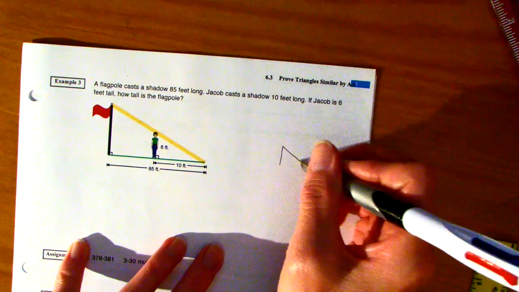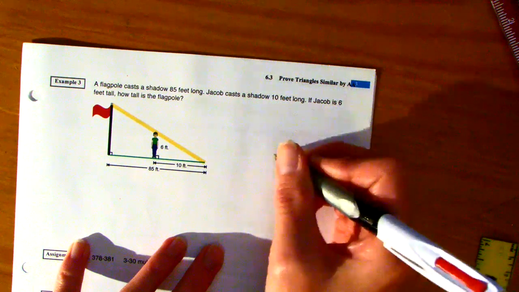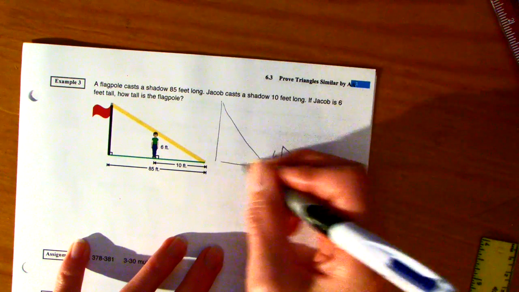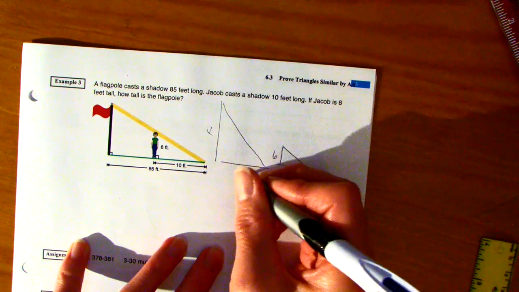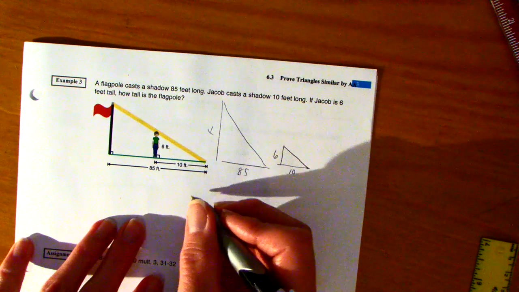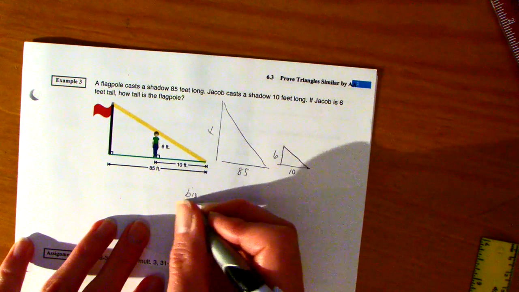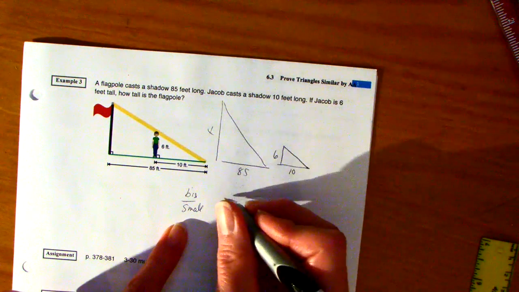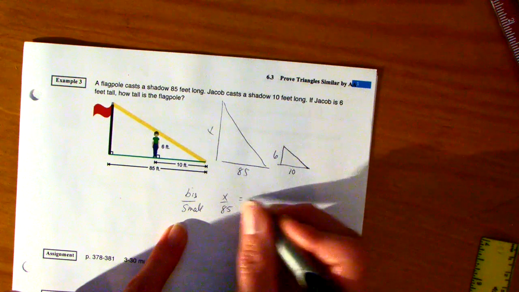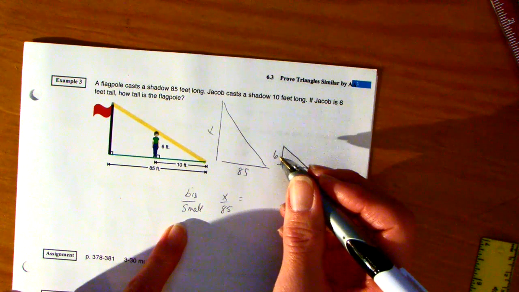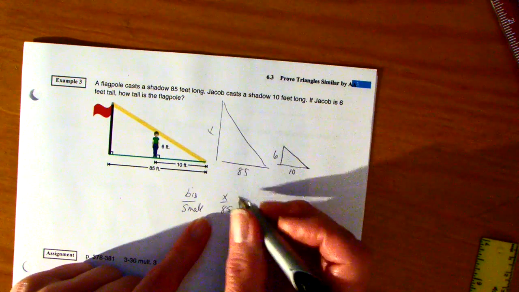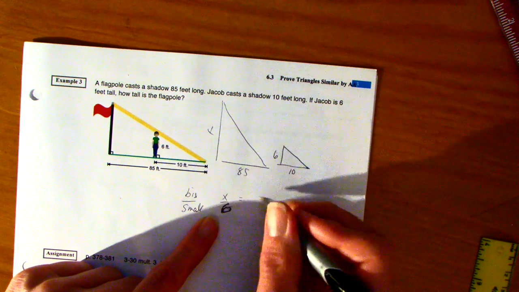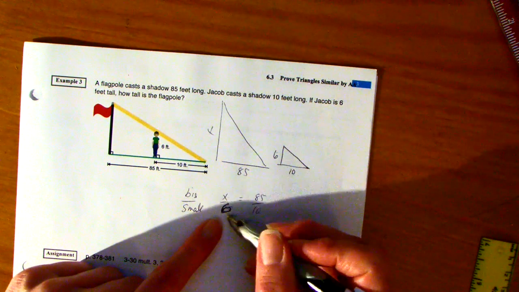Well, here's my small triangle. 10 feet, 6 feet. And then here's the larger triangle. Obviously, we have a little issue here. This is 85. Just set up a proportion. I'm going to go from big to small. So, x to 85 is equal to x to 6. Silly me. X to 6, 85 to 10. Okay, big to small, big to small.